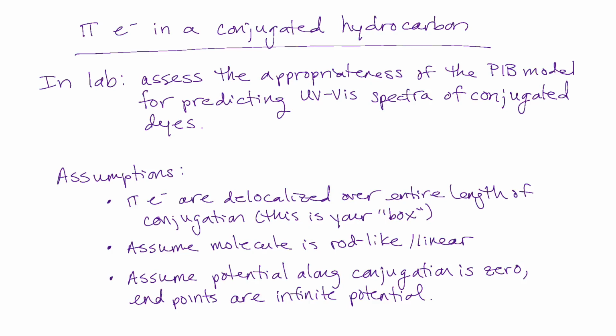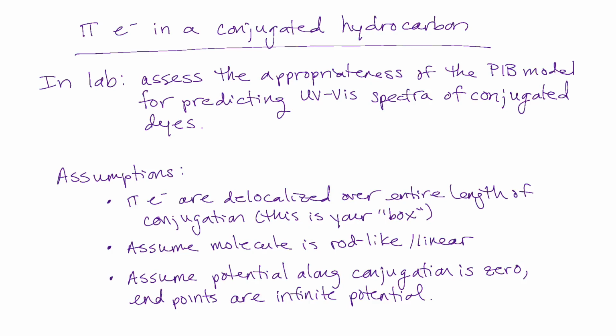Some assumptions that you're going to make in your analysis in using the particle in a box model for this application are that the pi electrons in your molecule are delocalized over the entire length of that conjugation. So however long your string of double bonds is, your conjugation, that's essentially going to make up your box for your model.